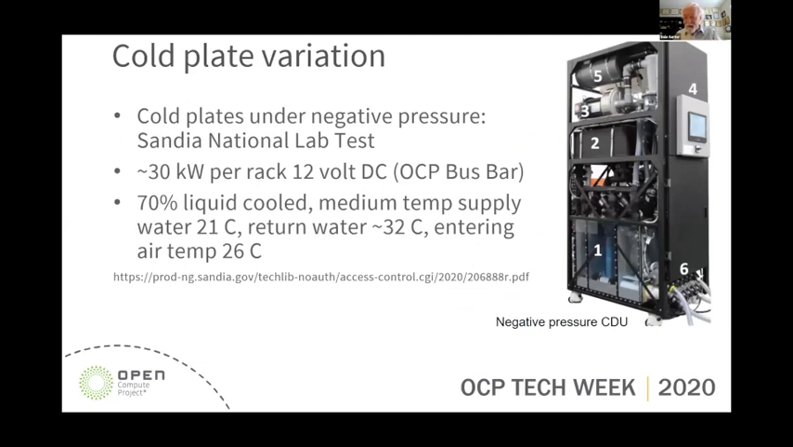Another cold plate variation, and I know Shlomo's been chiming in on numerous occasions here, is running the cold plates under negative pressure. Another test was done at Sandia National Labs, where the racks were 30 kilowatts. It involved a 12-volt DC OCP bus bar. They achieved 70% liquid cooling with a medium temperature supply water of 21 degrees. The return water was 32, and the entering air temperature was 26.